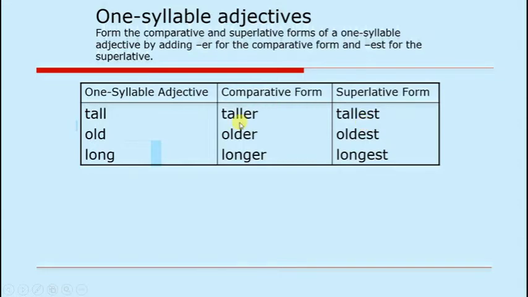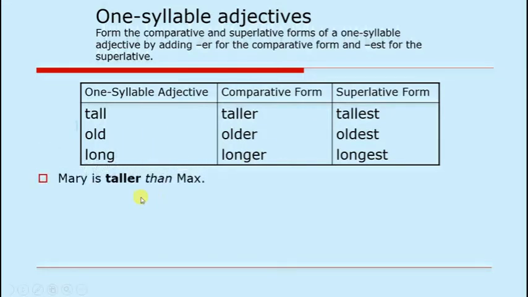So here I compare between two persons, like Ali is taller than me, or Ali is taller than Fahad. So here, comparing between two persons or two objects. But with tallest, it is more than two, three or more objects, like Ali is the tallest boy in our class. So it's called superlative.